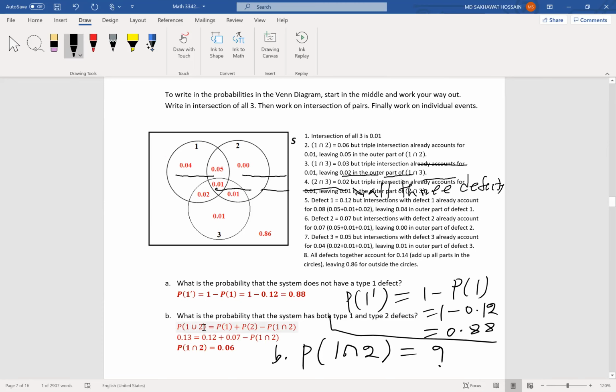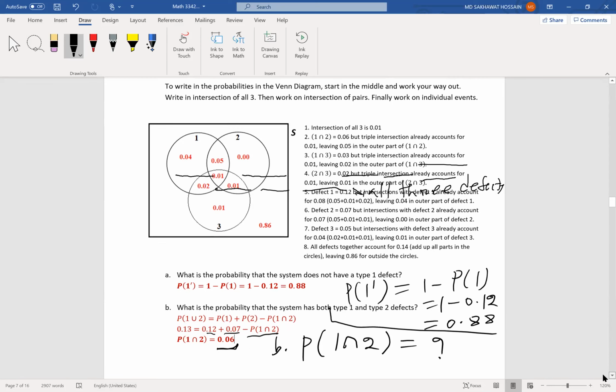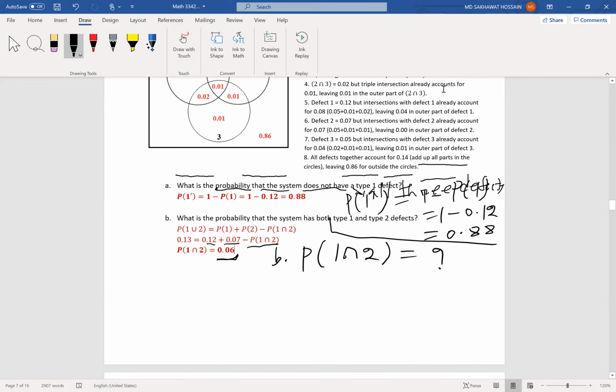So 1 union 2 is equal to the probability of 1 plus the probability of 2 minus the probability of the intersection of these two events. We are given that this is 0.13, the probability of 1 is 0.12, and the probability of 2 is 0.07, and we have to find this probability. If you solve this equation for the probability of 1 intersection 2, you will get 0.06. So the probability that the system has both defect type 1 and type 2 is 0.06.